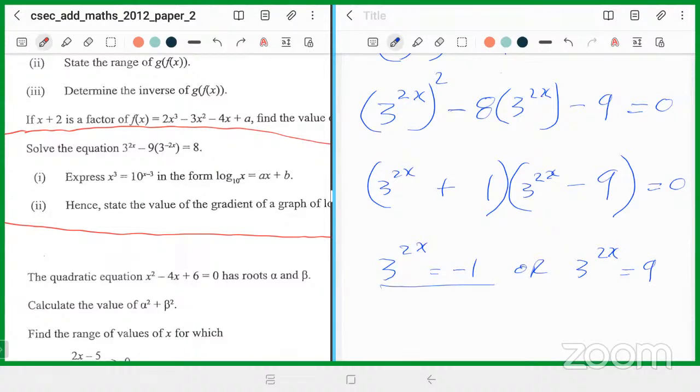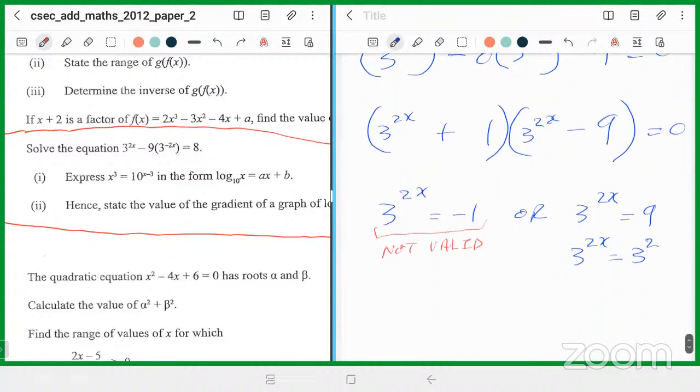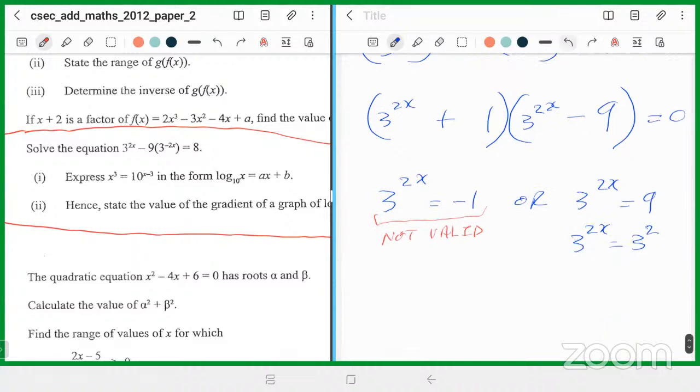Again, this is not valid. A positive number raised to a power cannot be negative. So that one is not valid. Over here, this 9 is the same as 3 squared. So this is 3 to the 2x equals 3 squared. We can use our indices method to solve it, because we can bring them to the same base. So it means that 2x equals 2, which means that x equals 1. That is the answer. Nice and easy.